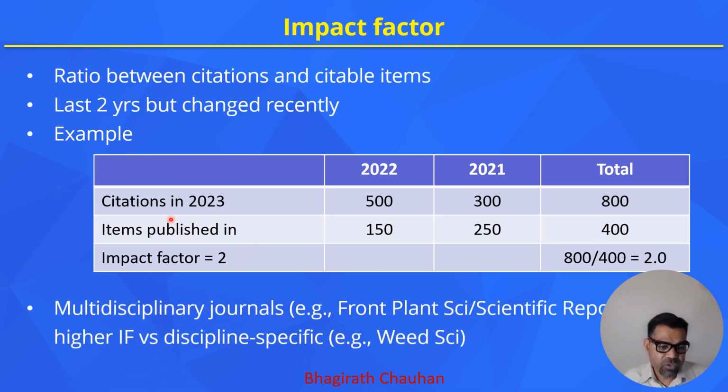Now, if you see from here, you should really know now multidisciplinary journals, like, for example, Frontiers in Plant Science or Scientific Reports, where they publish papers from different disciplines. Their impact factor will always be higher than discipline specific journals, for example, Weed Science, because everyone is citing from there, all different disciplines, but a weed science paper will be read and cited by only weed scientists, so it makes sense.